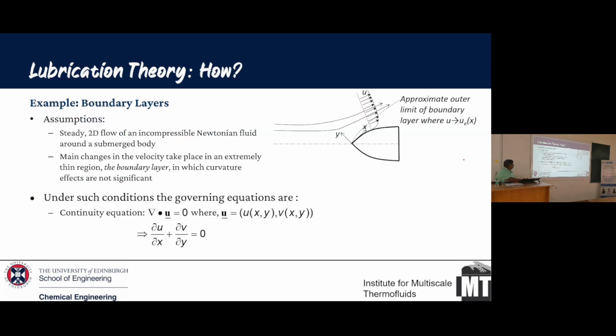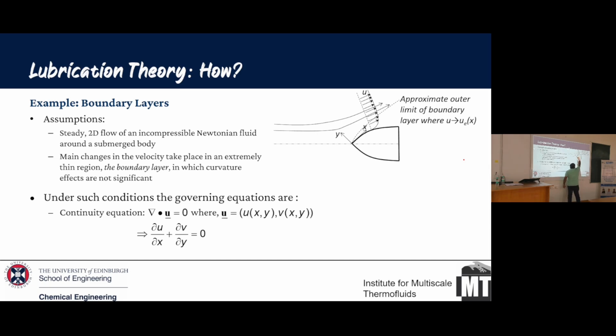So this is where I'm going to look at. And one of the examples I'm going to show you is boundary layers. I'm going to show you some more examples tomorrow on droplets and things like that, but this is a more accessible example. So what we have is a surface, a weird surface.